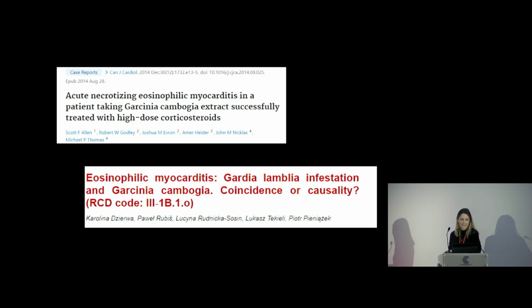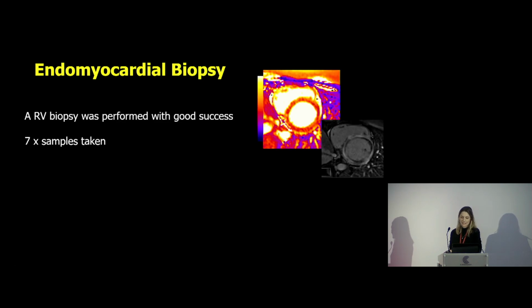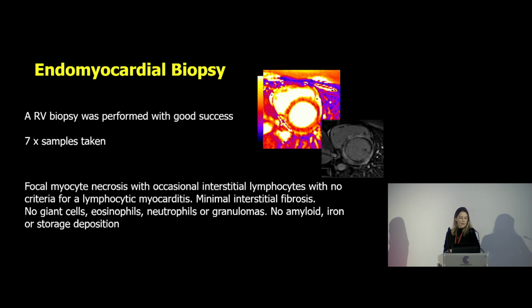So the endomyocardial biopsy happens the day after the MRI. It is successful. We get 7 myocardial samples from the RV septum, and we remember that from the MRI, both on T2 and LGE, there was RV involvement. The biopsy shows focal myocyte necrosis with occasional interstitial lymphocytes, but doesn't reach criteria for a lymphocytic myocarditis. There is minimal interstitial fibrosis. There are no giant cells, no eosinophils, neutrophils, or granulomas.